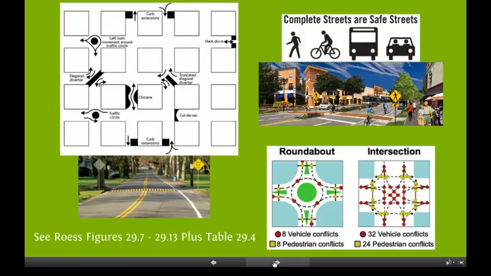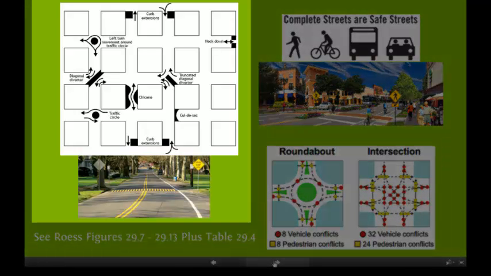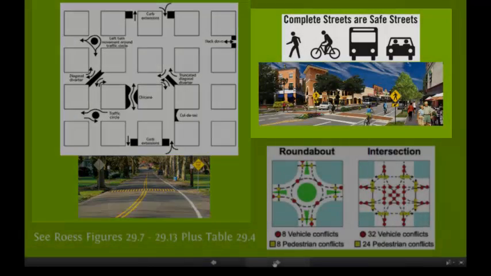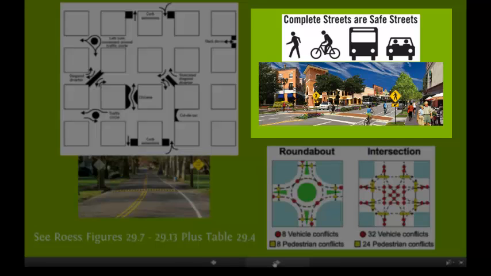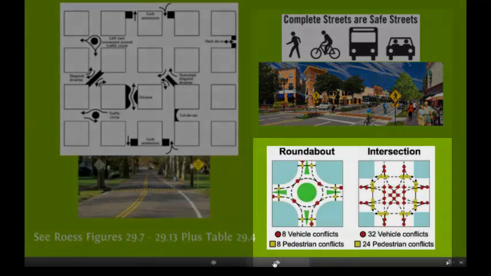This next slide has select exhibits dealing with traffic calming, complete streets, and roundabouts. Take a few moments to examine these exhibits and to independently inspect the figures and table identified here. Consider the following questions. What do you think about the various traffic calming treatments? What does it take to complete a street? What are the pros and cons of roundabouts?